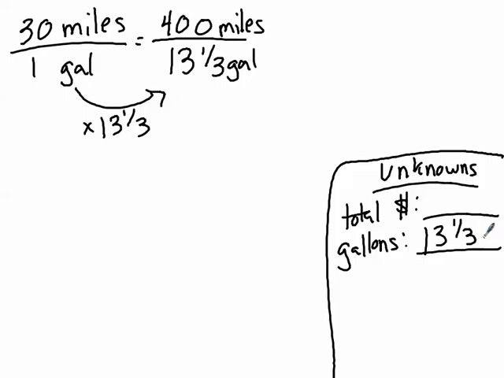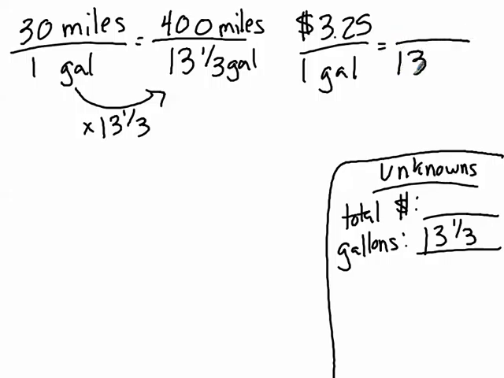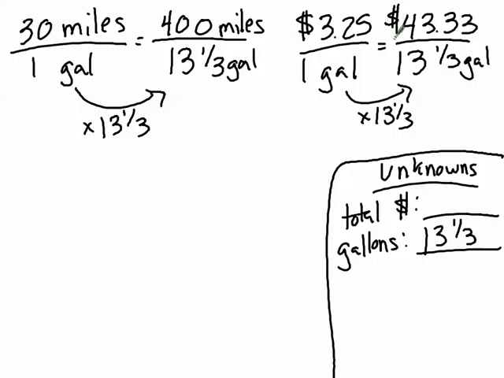So from here, I can find my total cost. I see in the problem it says that it costs $3.25 per 1 gallon. If I have 13 1/3 gallons, I do the bottom, I must also do the top, and I see that I get $43.33 as my total cost.